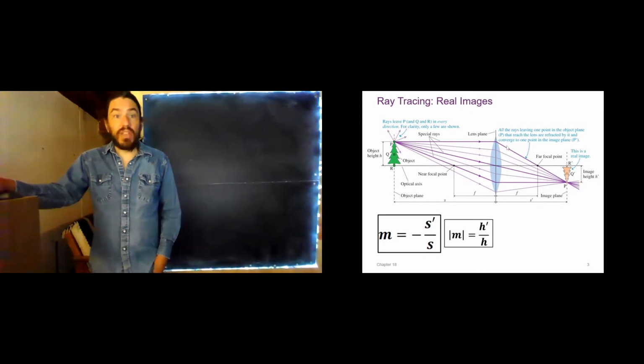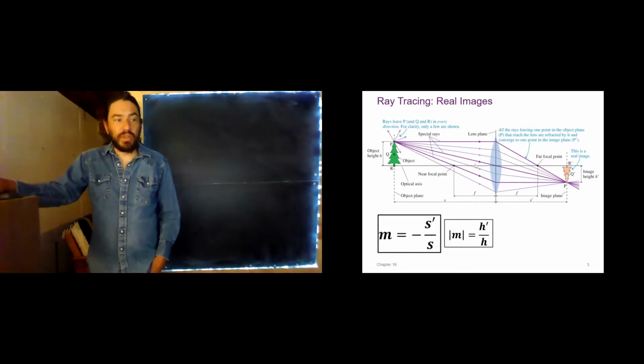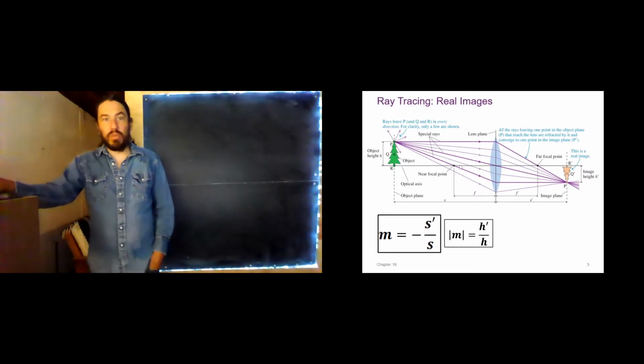Of these rays, 3 are our important rays. One ray comes in parallel to the optical axis, and it leaves the lens and heads through the far focal point. One ray goes through the middle and is not bent at all, and one ray leaves parallel to the optical axis. That means it must have come from the near focal point.